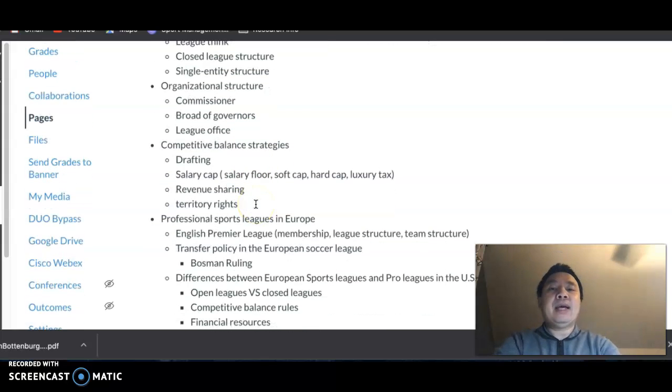And in terms of competitive balance, strategies have been utilized in professional sport, right? So in the US, we're using drafting, using salary cap, using revenue sharing, using territory rights. So those are the strategies.